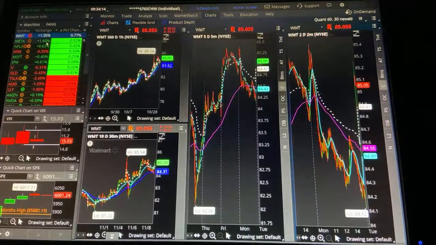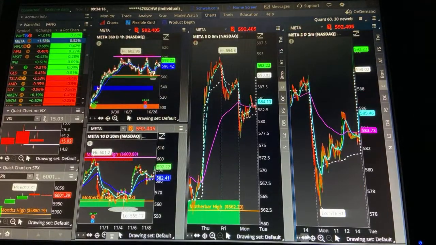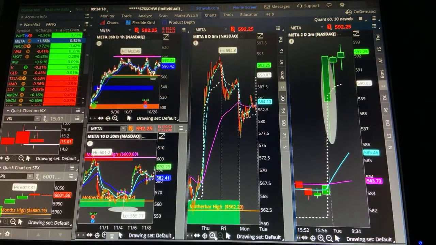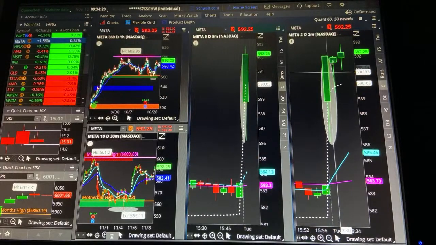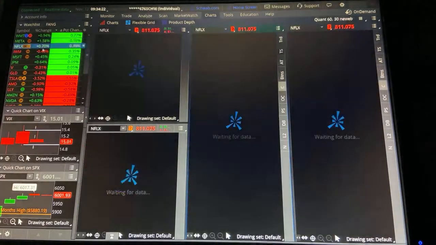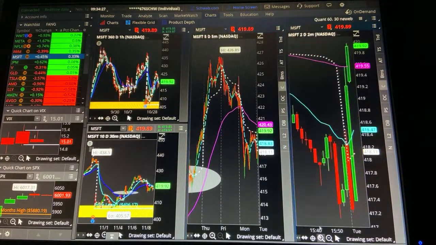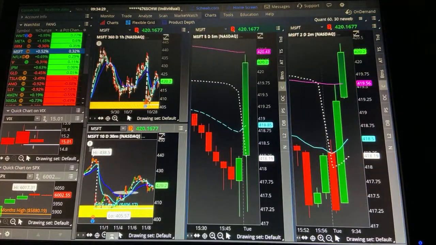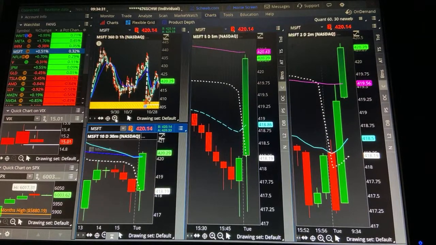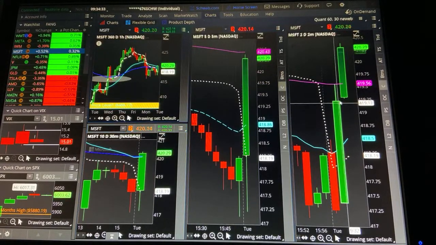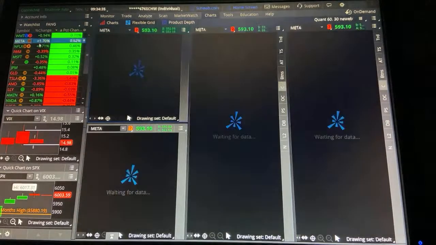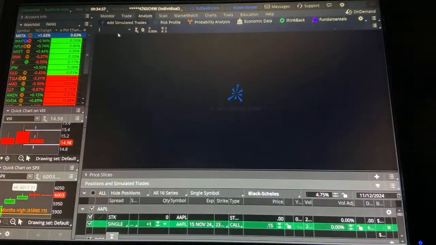Let's see. Meta's like the only one that's kind of playing ball to the bullish side, along with Netflix. Microsoft a little bit here too. Microsoft, we have something here too. Let's see, Meta.